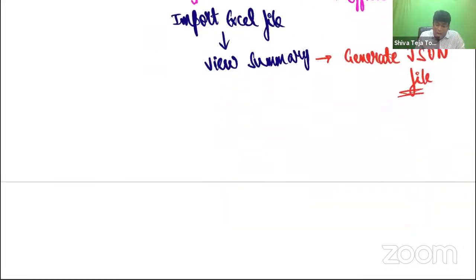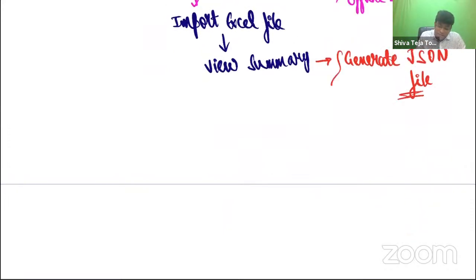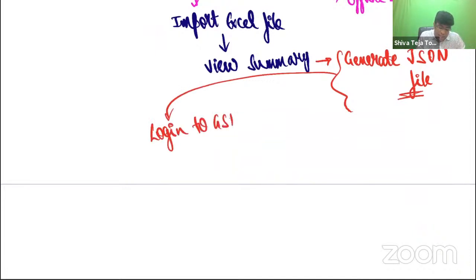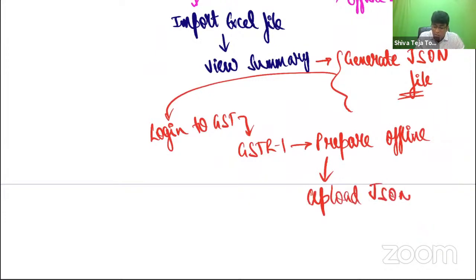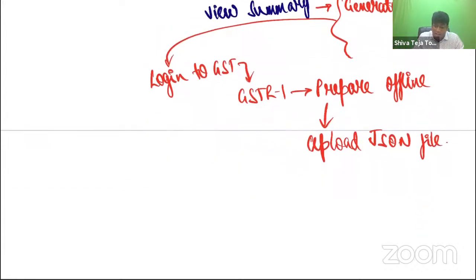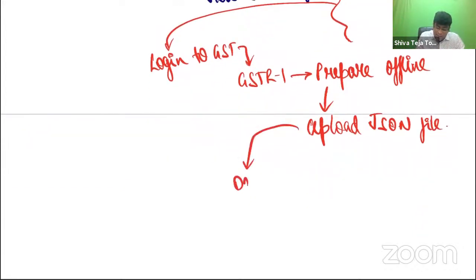Now after I generate the JSON file, the next activity is to log into the GST portal. There, under GSTR1, under the option of prepare offline. Prepare what, my dear friends? Offline. Under prepare offline, we will upload the JSON file. What are we doing there? We are uploading the JSON file. And once we upload the JSON file, automatically the data reflects in GSTR1.